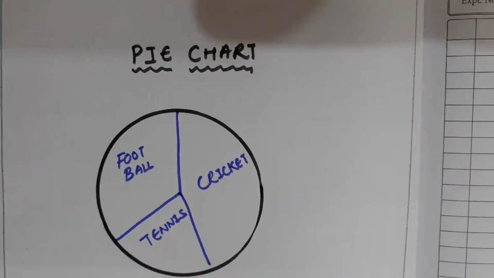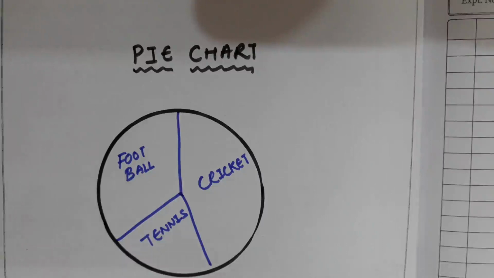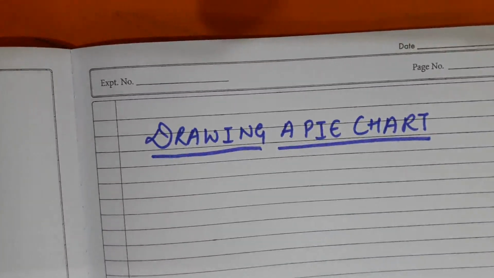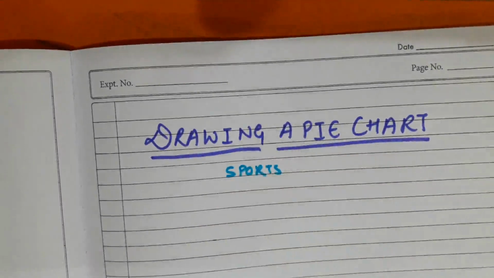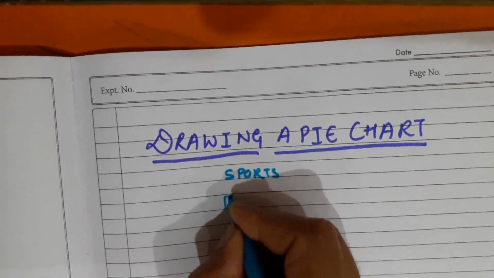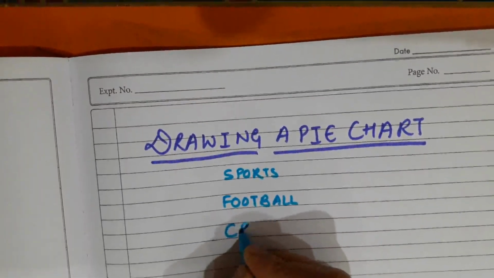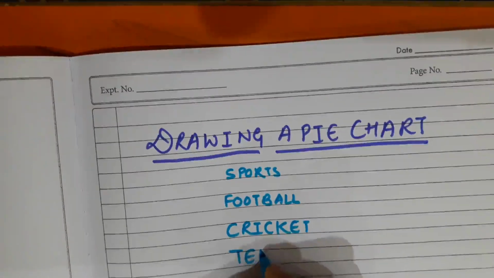But now the question arises: if data is given to you, how can you make the pie chart? So you have to understand how to draw a pie chart. So our next topic is how to draw a pie chart. If information is given to you, like in sports we have information: the first sport is football, second sport is cricket, third sport is tennis.